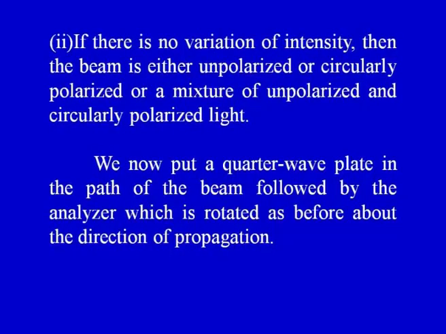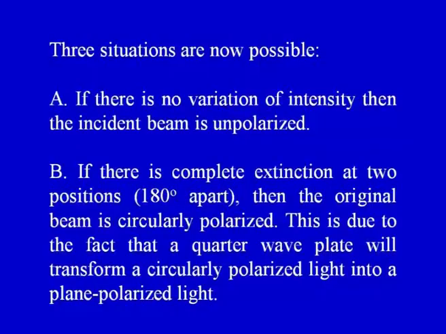To differentiate between these possibilities, that the light beam is unpolarized, circularly polarized, or a mixture of unpolarized and circularly polarized, we now put a quarter wave plate in the path of the beam. So, the incoming beam, we allow it to pass through a quarter wave plate and then through an analyzer which is rotated as before about the direction of propagation. When we do this, 3 situations are possible.